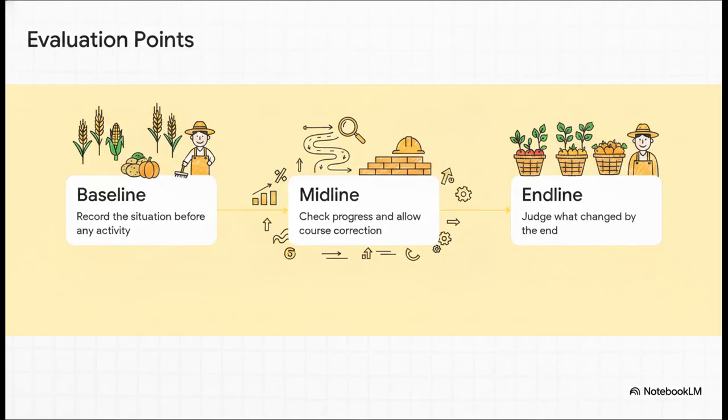And unlike monitoring, which is happening all the time, evaluation happens at 3 very specific set points. First, you take a baseline at the very start to record what farmers were harvesting before you even touched anything. Then you do a midline partway through just to check the pulse, and finally an end line at the close to measure exactly what changed.